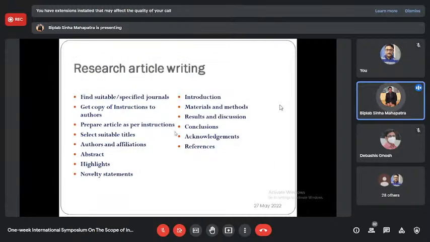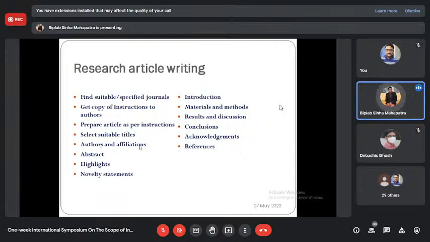Now, if you want to write a research article, how can you write it? First of all, you have to find in which research journal you will publish your research. Accordingly, you have to find a suitable or specified journal. If it is an engineering thing you have invented, it cannot be published in a biomathematical journal. So you have to search for the corresponding journal. Get a copy of the instructions to the author. Each and every journal has an instructions-to-the-author PDF. It is available there, so you download it, and accordingly you prepare your research article as per the instructions given to the authors.